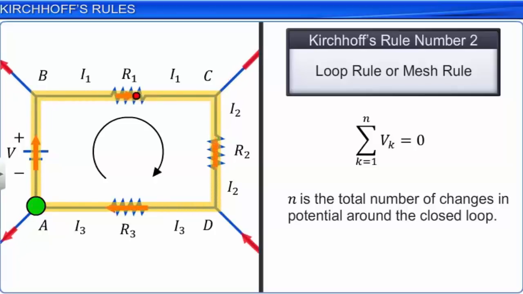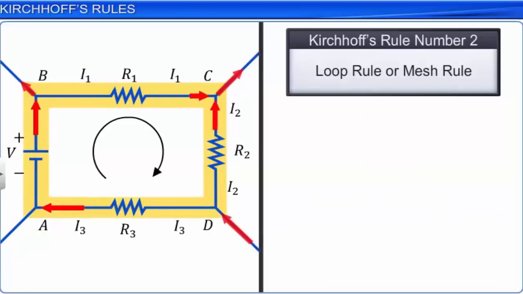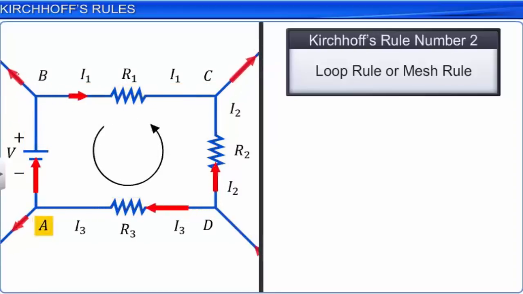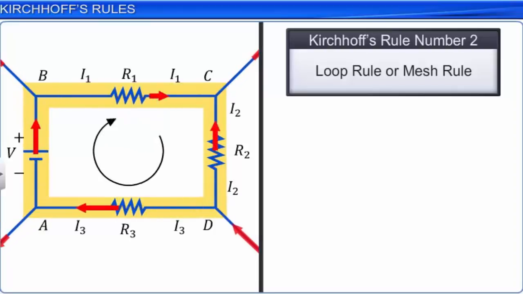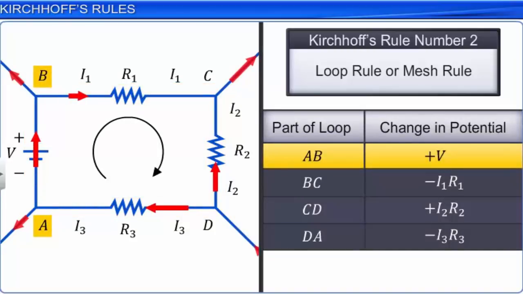ABCDA is one of the closed loops in a complicated circuit. Starting from any point in the loop, we walk through the loop either in a clockwise or anti-clockwise direction and write down the change in potential. Let us start from point A and walk through the loop in the clockwise direction, that is, ABCDA, and note down the change in potential. AB. While moving from point A to point B, we go from the negative terminal of the battery to the positive terminal of the battery. Therefore, the change in potential is plus V, which is the voltage of the battery.